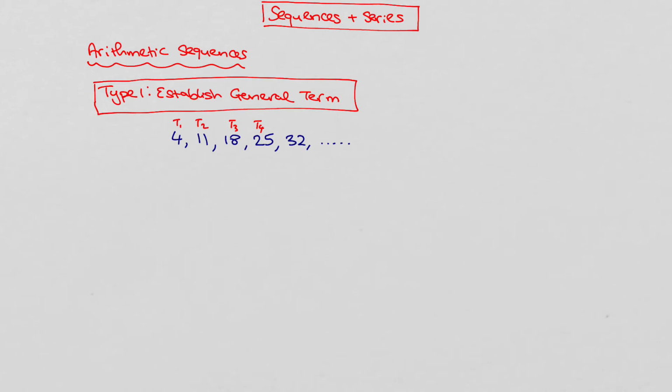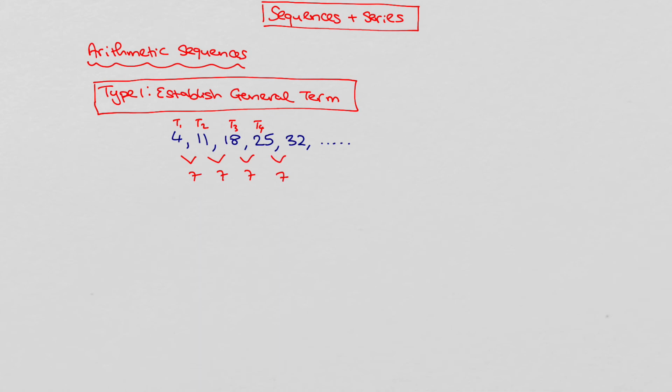Sequences in series, arithmetic sequences, type 1, establishing a general term. So we saw yesterday when we were looking at our patterns that when we were looking at the list of numbers, we could see that there was a common difference between each of the numbers. So if we have a look, for instance, at this list of numbers here, 4, 11, 18, 25 and 32, we can see that there is a difference of 7 between each of the terms.